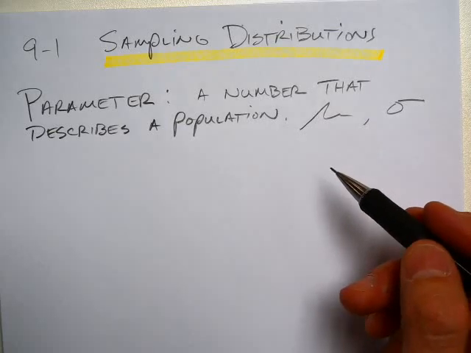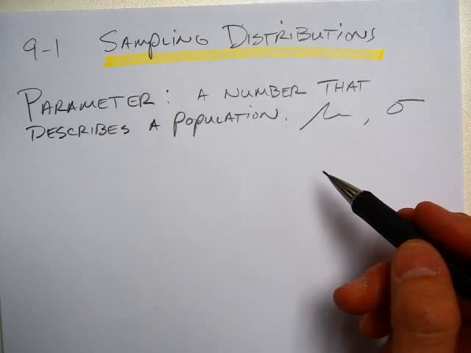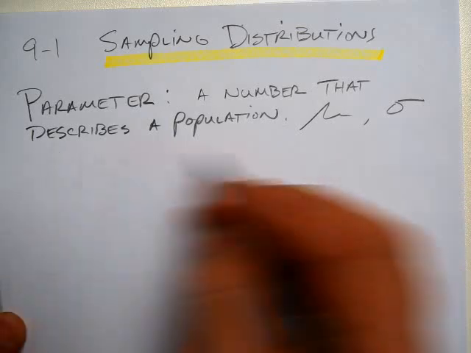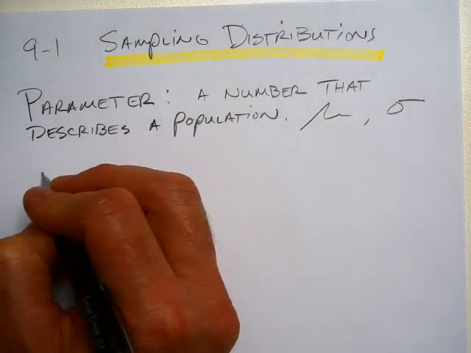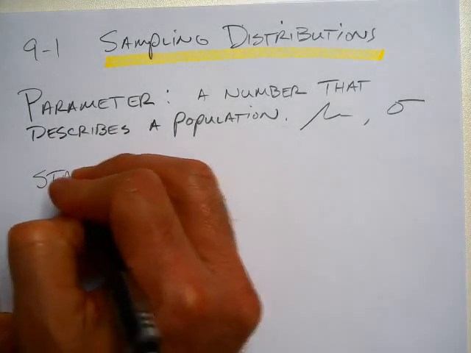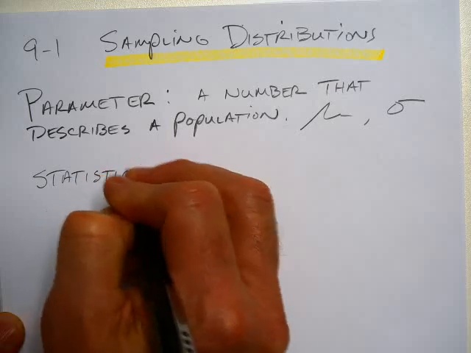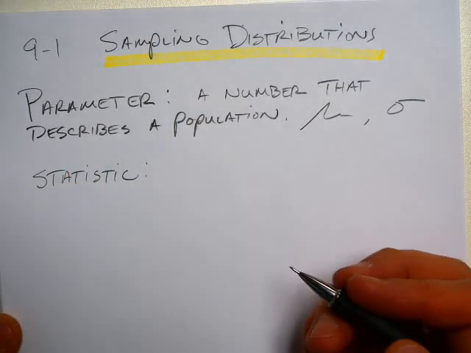Unless you're able to take a census on a population that's small enough that you can actually know these. But like the U.S. population, nah, can't really do that, not reasonably. So then we have statistic. A statistic is a number that can be computed from a sample.